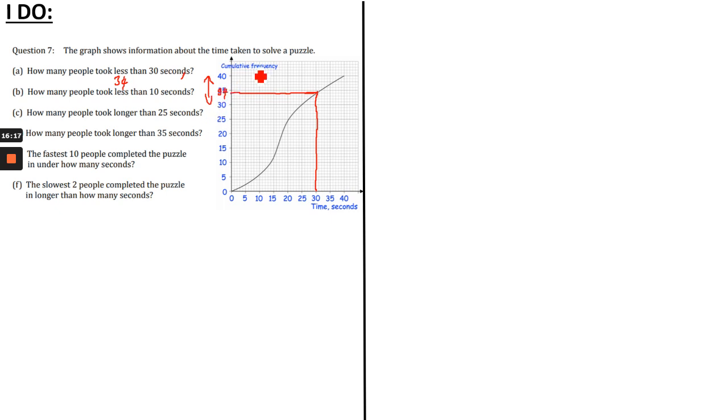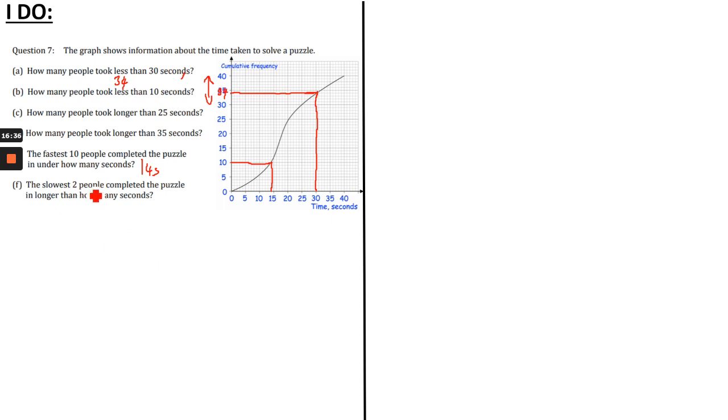They're the ones that have taken longer than 25 seconds. The same for the 35. And then what about this? Well, the fastest 10 people. Well, the first 10 people are going to be these, aren't they? So you're going to go from the first 10 people, they would have done it in less than 14 seconds.